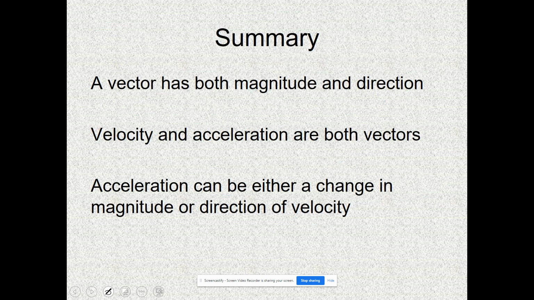All right, here's our summary. A vector has magnitude and direction. Both velocity and acceleration are vectors, as well as displacement. Acceleration can be either a change in the magnitude or the direction of a vector. One of those two changes, you just changed the velocity, and therefore you have an acceleration.